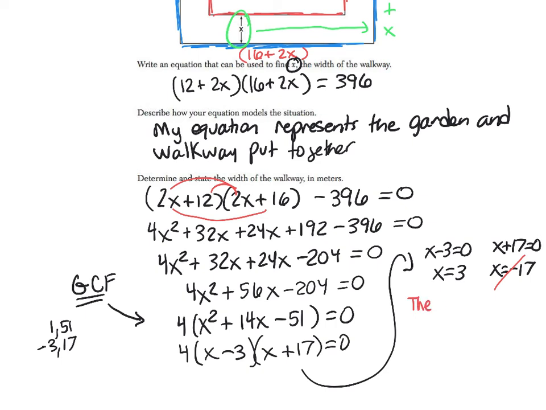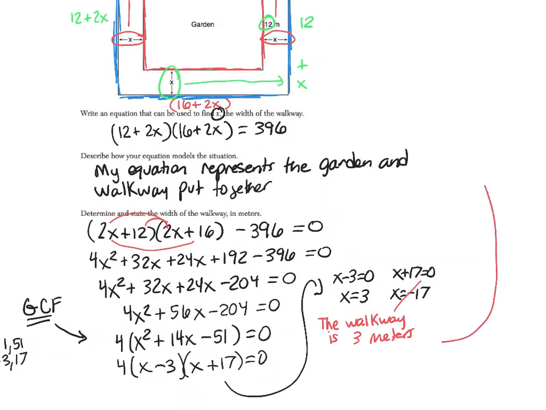So the walkway is 3 meters. Now, would you want to check that and see if it makes sense? I sure would. So I'm going to go back up and take a look at my equation that I used, and I'm just going to plug in 3. So just do a quick check. 12 plus 2 times 3, so 12 plus 6 would be 18. 16 plus 2 times 3, 16 plus 6, it's going to be 22. And just double check, does 18 times 22 equal 396? So that does, so 396.